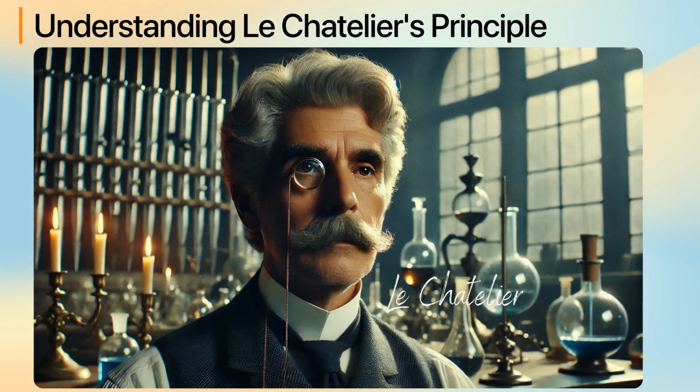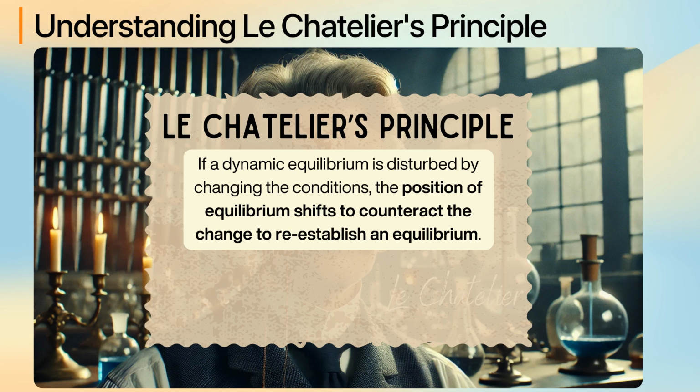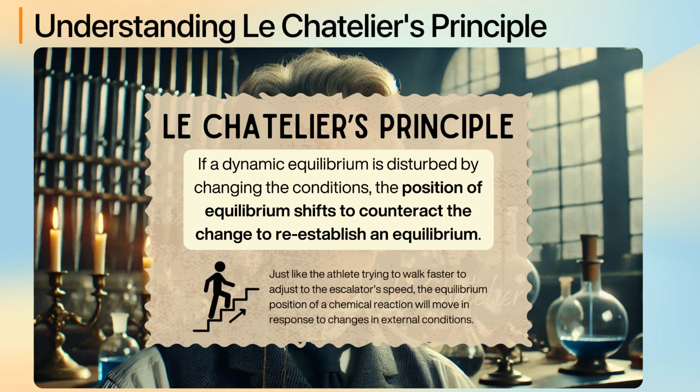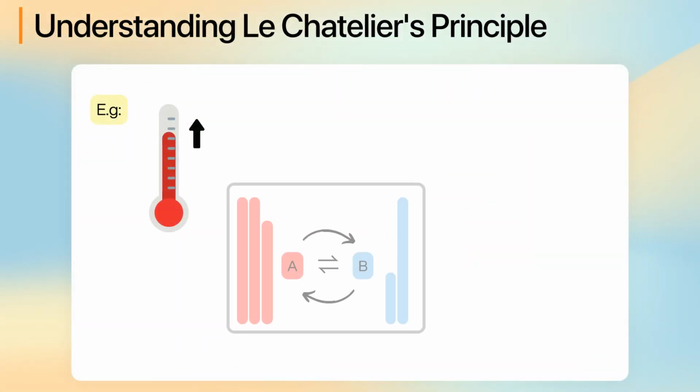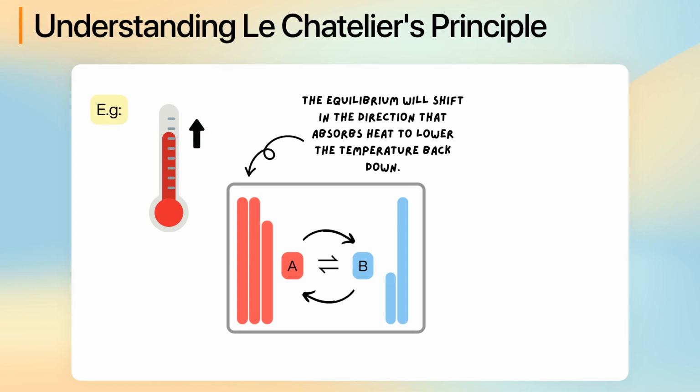This is where Le Chatelier's principle comes into play. It explains that when a system at equilibrium experiences a change, it will shift to counteract that change and re-establish equilibrium. Just like the athlete trying to walk faster to adjust to the escalator's speed, the equilibrium position of a chemical reaction will move in response to changes in external conditions. For example, an increase in temperature will cause the equilibrium to shift in a direction that absorbs heat to lower the temperature back down, changing the position of equilibrium accordingly.